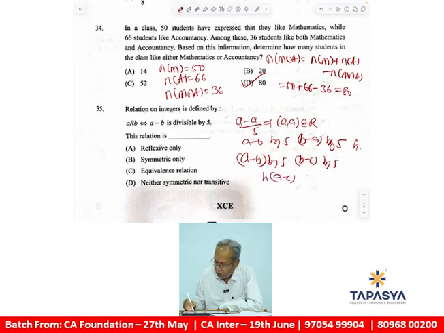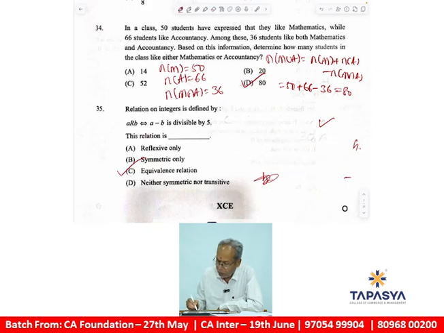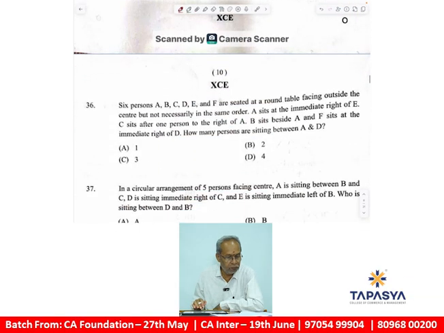So a minus b is divisible by 5 and b minus c is divisible by 5. Hence a minus c is also divisible by 5. Therefore it is reflexive, it is symmetric, it is transitive. Therefore it is an equivalence relation. Otherwise, divisibility alone is not an equivalence. Suppose 2 divides 4, 4 does not divide 2, so it is not symmetric. But in the case of a minus b divisible by 5, it becomes reflexive, symmetric and an equivalence.